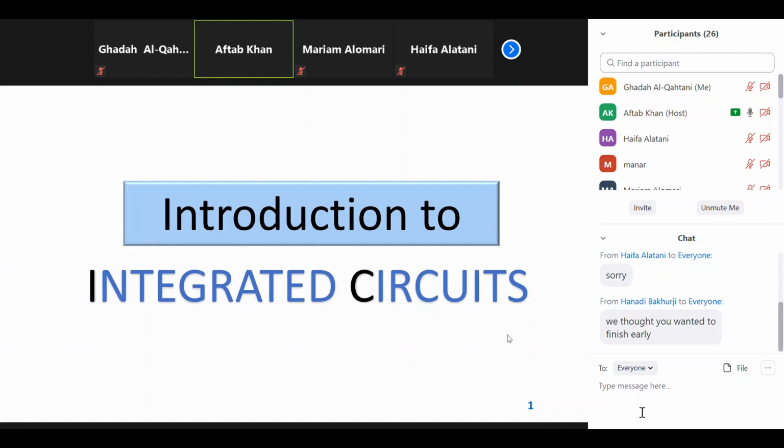I never want this one to finish early. No problem. So what are integrated circuits?